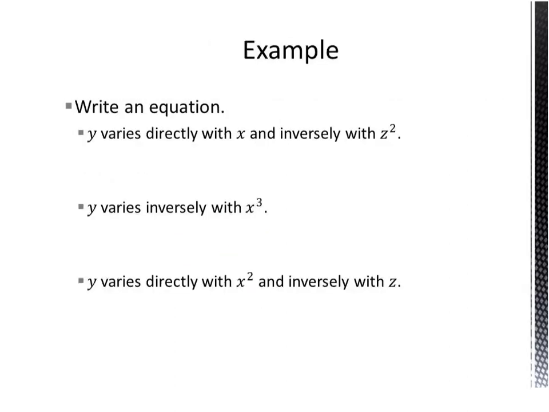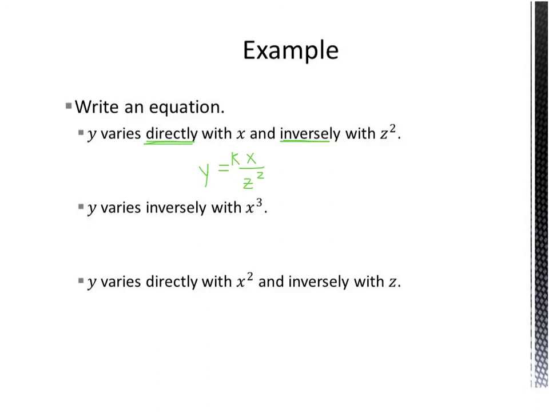So now we're going to write some equations. We have y varies directly with x and inversely with z squared. So y equals, directly with x, so x goes on the top, inversely with z squared, so z squared goes on the bottom. And what did I say that we still had to have in there? We have to have a k, and your k always goes on top.